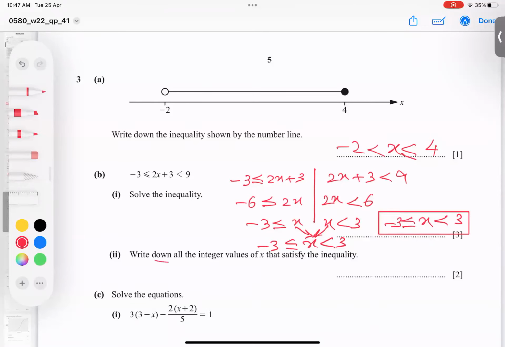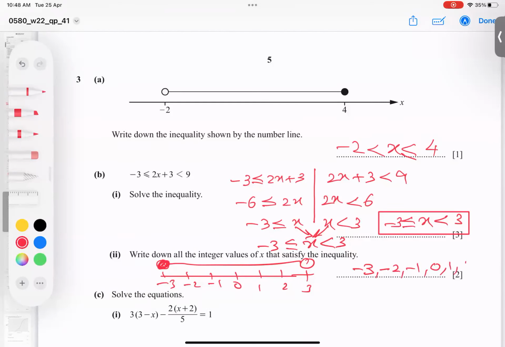And then he is asking to write all integers. You know it very well. If I draw a number line and make it here, -3, -2, -1, 0, 1, 2, and 3. This one is filled. Oh, sorry, this is not filled. This is empty, but this is filled. Filled means this number must be included. So -3, -2, -1, 0, 1 and 2. And this 3 is not a part of the question. So I hope it is clear.